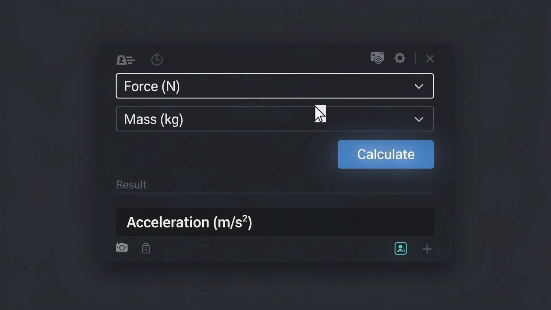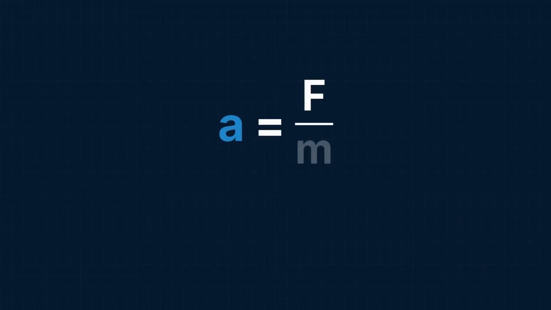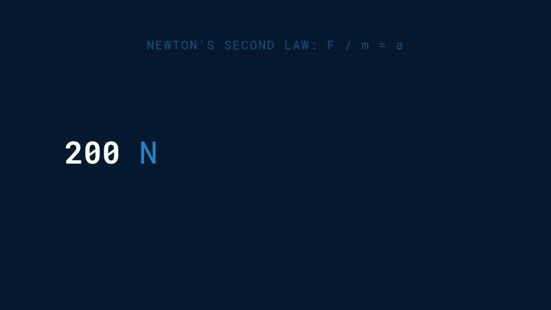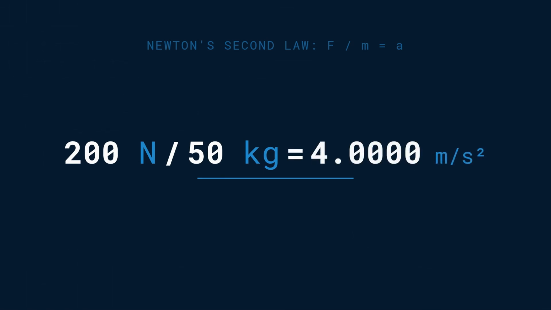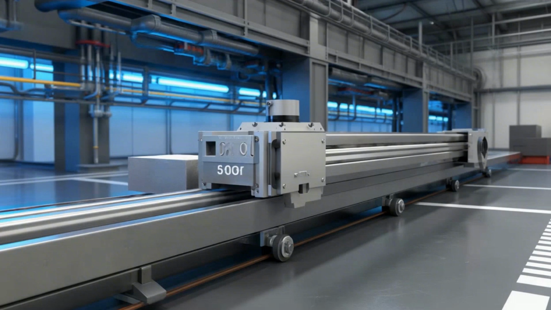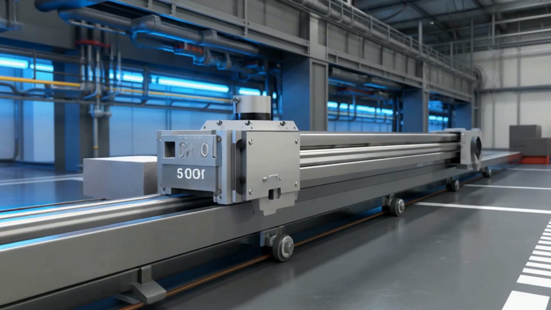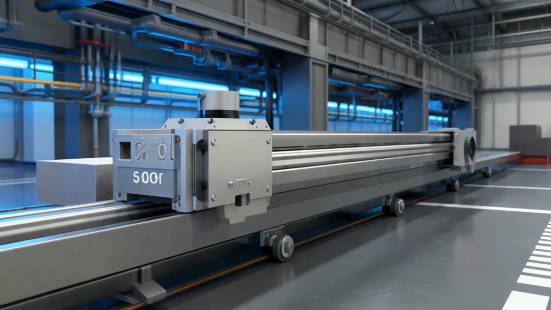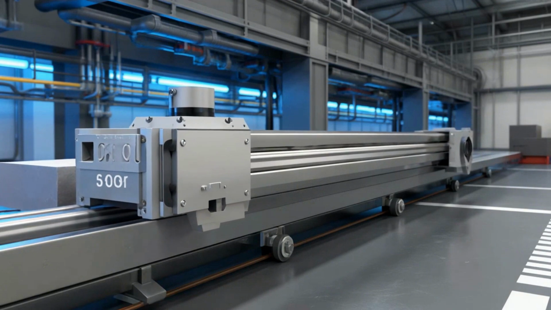The input fields are force in newtons and mass in kilograms. I'll enter 200 for force and 50 for mass, then click Calculate. The calculator shows our acceleration result equals F divided by m. With our force of 200 newtons and mass of 50 kilograms, we get an acceleration of 4,000 meters per second squared. This tells us that a 200 Newton force applied to a 50 kilogram object will accelerate it at exactly 4 meters per second squared.